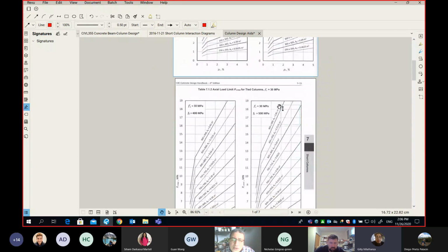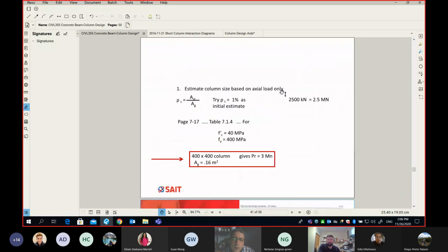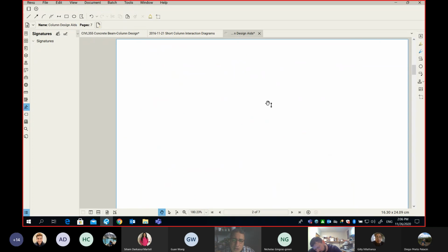So look at this. We scroll down. Let's see. What do you think here? Let me check, the 400 one, can we use it? Let's check the problem. The problem is here. The f'c is equal to 40, which means this is not the chart.